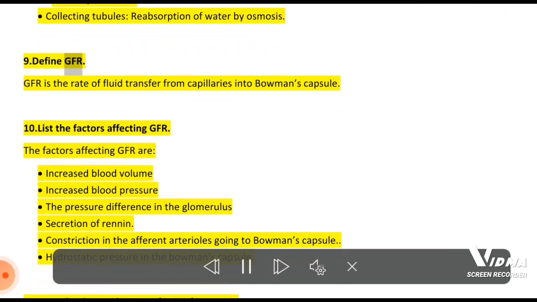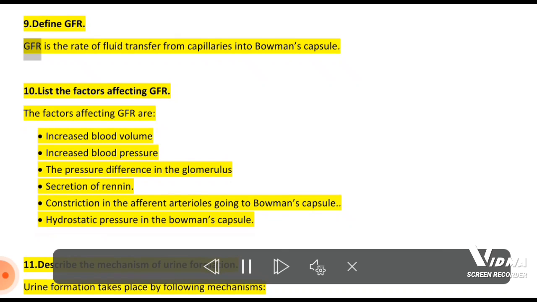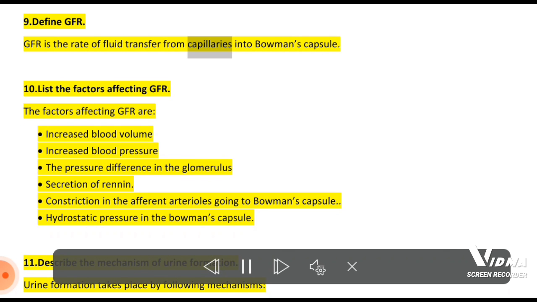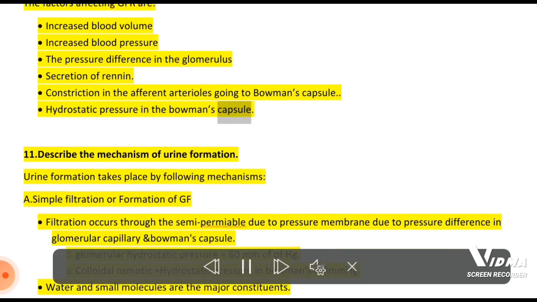9. Define GFR. GFR is the rate of fluid transfer from capillaries into Bowman's capsule. 10. List the factors affecting GFR. The factors affecting GFR are increased blood volume, increased blood pressure, the pressure difference in the glomerulus, secretion of renin, constriction in the afferent arterioles going to Bowman's capsule, and hydrostatic pressure in Bowman's capsule.